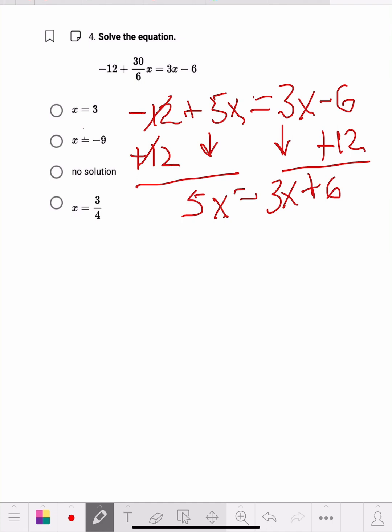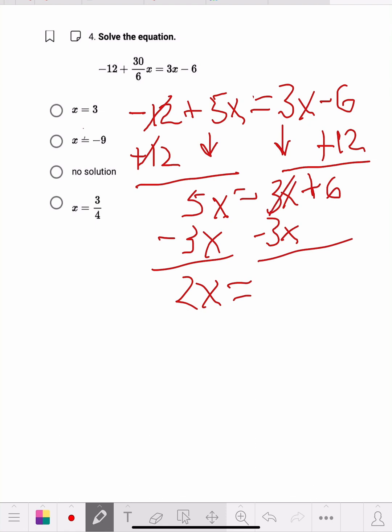Let's subtract. We still got to get the x's by itself. Let's subtract a 3x from both sides. We subtract 3x from this side. What we do to one side, we got to do to the other, 3x. 5x carries down, we got a 2x equals. These two cross each other out. A positive 3x and a negative 3x is 0. And what do we got here? We got a 6. A 6 carries down.